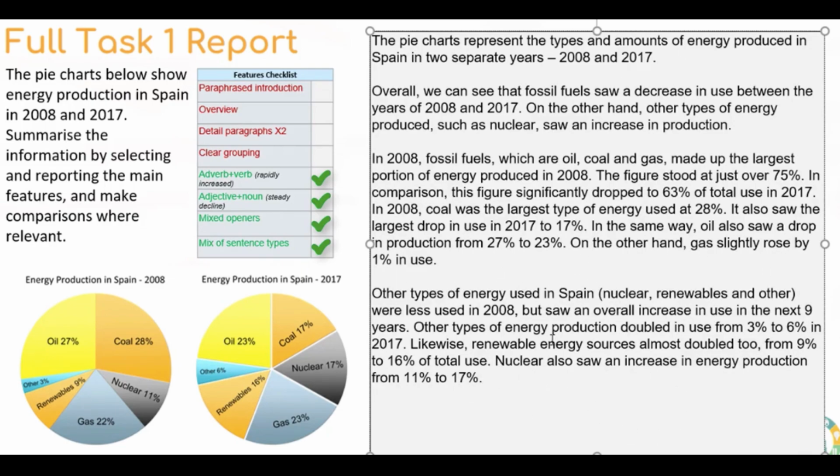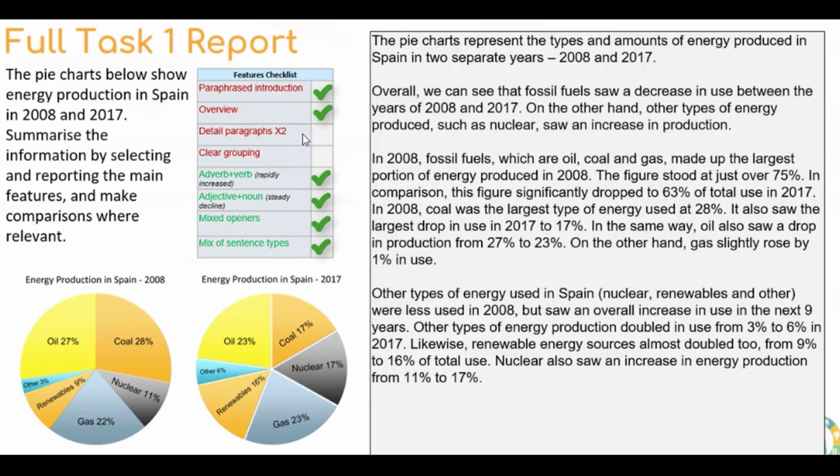Let's have a read back through and make sure everything is there. The pie charts represent the types and amounts of energy produced in Spain in two separate years, 2008 and 2017. Overall, we can see that fossil fuels saw a decrease in use between the years of 2008 and 2017. That's my fossil fuel sentence. And the other types? On the other hand, other types of energy produced, such as nuclear, saw an increase in production.